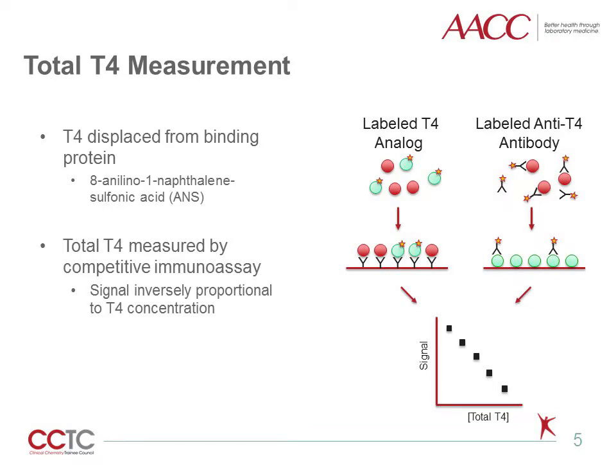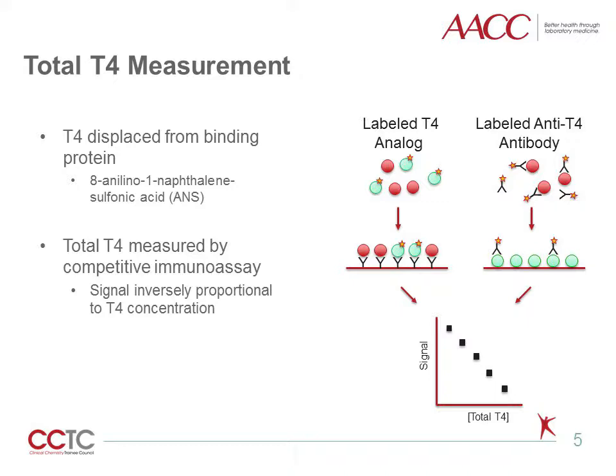Total T4 and T3 methods begin with an initial pretreatment step that displaces thyroid hormone from binding protein. ANS is most frequently used for this purpose. Following displacement of T4 and T3 from binding protein, displaced hormone is measured using a one-step competitive immunoassay format. Two options exist for this purpose: one in which a labeled T4 or T3 analog is used, and one in which a labeled detector antibody targeting T4 or T3 is used.